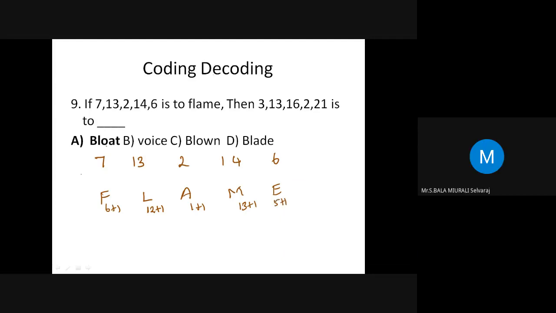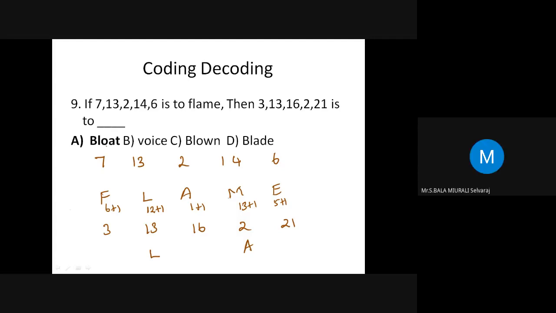Now do the same for 3, 13, 16, 2, 21. See, one methodology is operating as usual. This is the smart way. See the similarity between 7, 13, etc. and 3, 13, etc. What is the similarity? 13 is there in both, correct? L, L. A is there in both. 2 is there in both, so I can take A. Yes, sir. So now we got the clue.